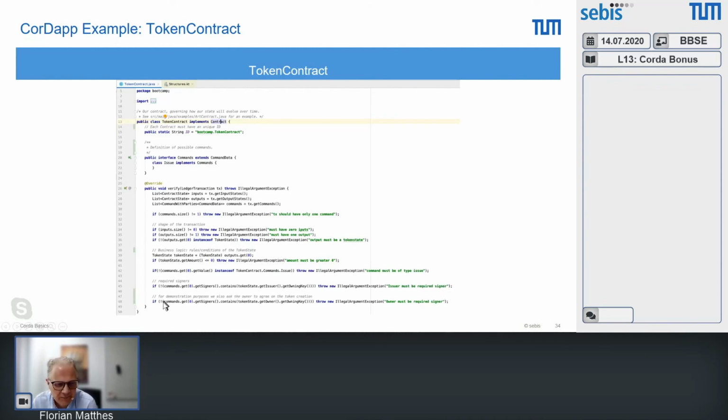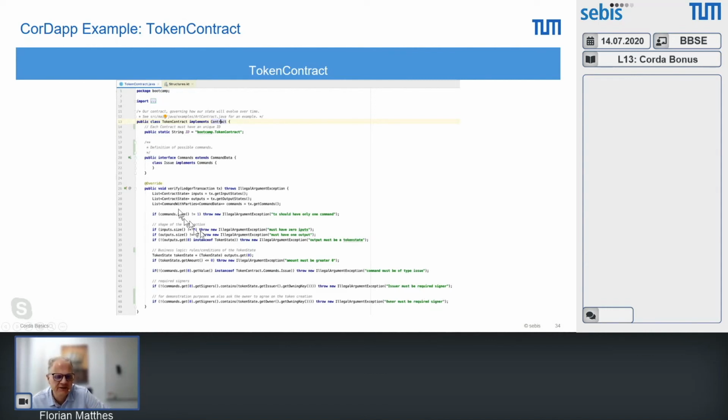The second thing is, for demonstration purposes, I added this. We also ask the owner to agree on the token creation. Normally, owners would not, so if it's money, you would not deny that the bank sends you money. But here the idea is we want to make sure that you agree that money is transferred to you. So therefore, we again look at the list of the signers, and then we verify that the owning key of the owner is also a member of these signatures. Otherwise, we raise an exception.